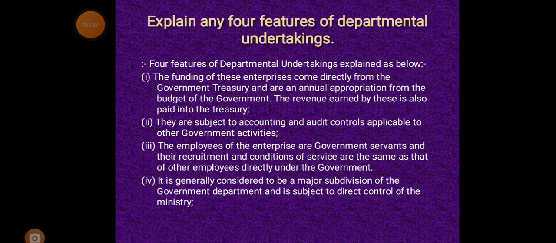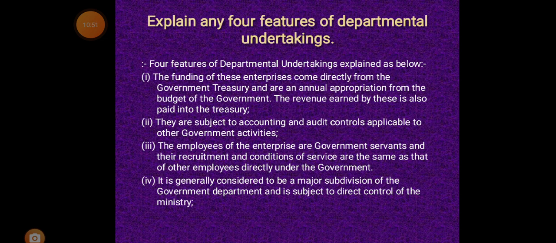And we will see chapter 3, private, public and global enterprises. What are the 4 marks questions under here? Explain any four features of departmental undertakings. Four features of departmental undertakings are explained as below.